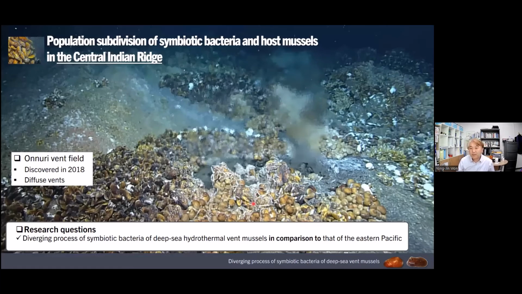So in Korea, the deep sea research project was initiated around 2017, and we first went on a cruise in 2017, and in the second year we found a new vent field in the Indian Ocean Central Ridge area, where we found only this vent site. It has a diffuse type of vent, and here we found Kiwa snail and Bathymodiolus mussel, and the other one, Gigantidas, a new species we reported. And here we study with the question that we want to compare the diverging process of symbiotic bacteria in the Indian Ocean to that of the Eastern Pacific.